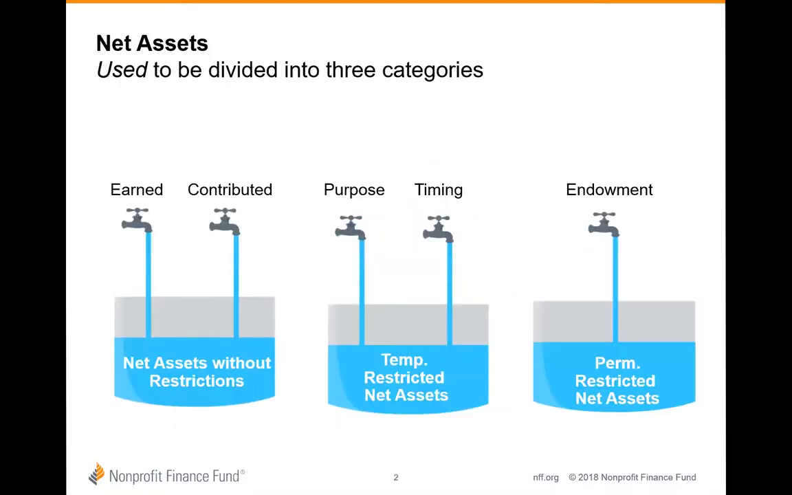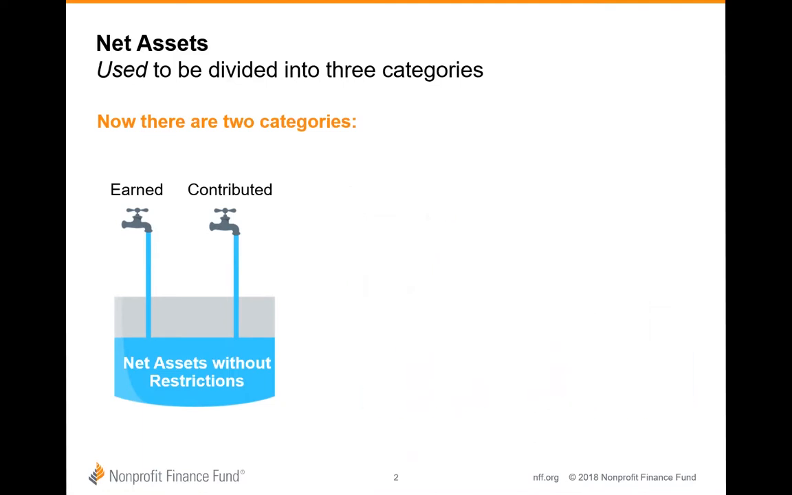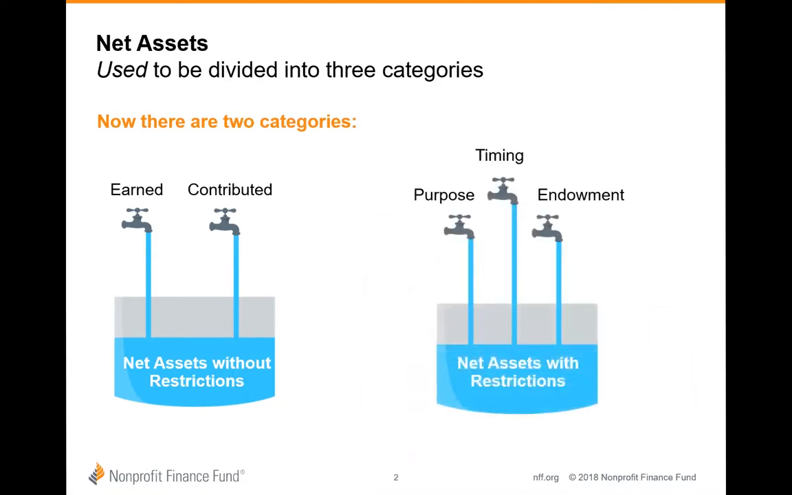Net assets used to be divided into 3 categories: unrestricted, temporarily restricted, and permanently restricted. Now we will have 2 categories: net assets without restrictions and net assets with restrictions. The second category groups all of the restriction levels together. We will still have to provide information about the nature and amounts of different types of donor-imposed restrictions, and you can do that in the notes.